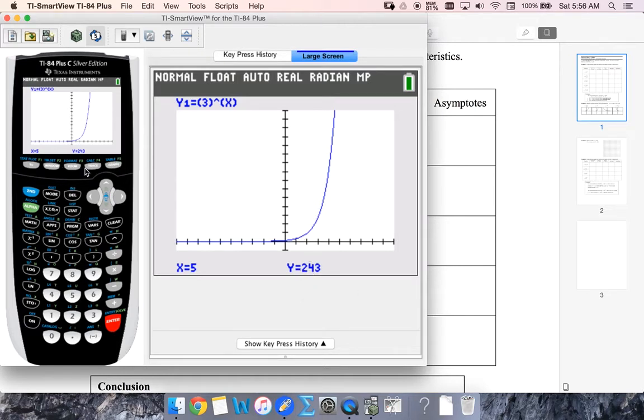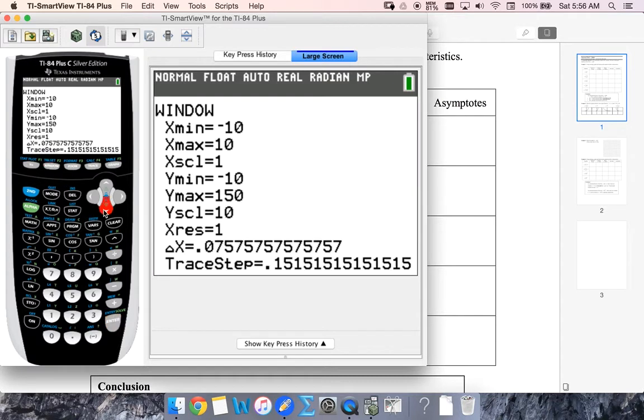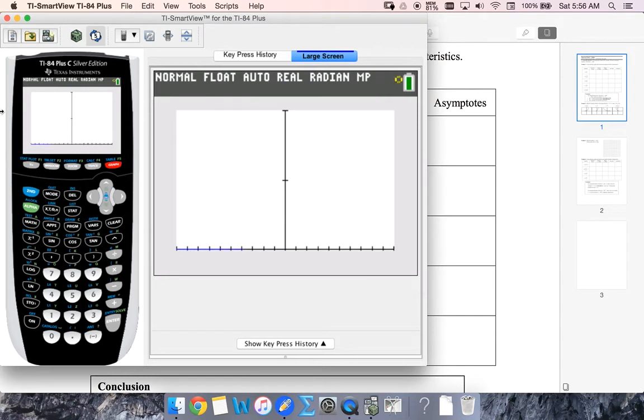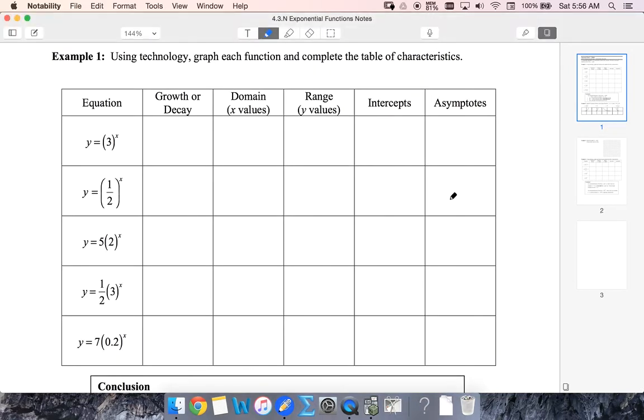If I really want to see it, I'm going to go into my window and go up to 2,000, and now let's count by, I don't know, hundreds. Oh, I guess I counted by thousands. Whoops. I'm still not filling the graph, but that's definitely what the graph is doing. So this is definitely showing us growth, because as x goes towards infinity, our y value is also going towards infinity.